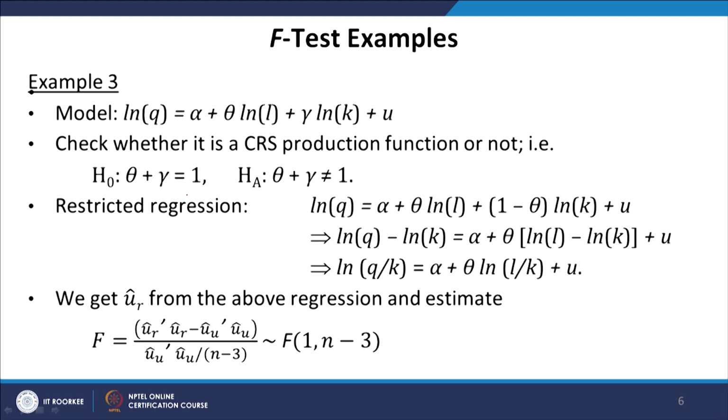So, we again consider a Cobb-Douglas type production function where we have logarithm of q equals alpha plus theta logarithm of L plus gamma logarithm of k plus u. Now, check whether it is a CRS production function or not. CRS stands for constant returns to scale.